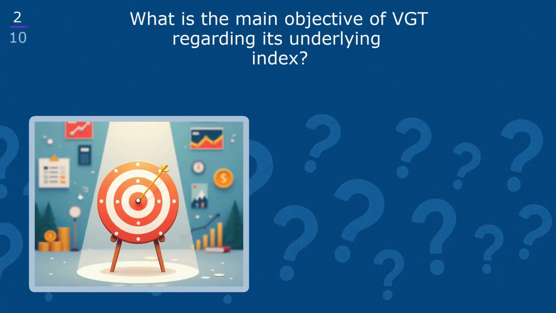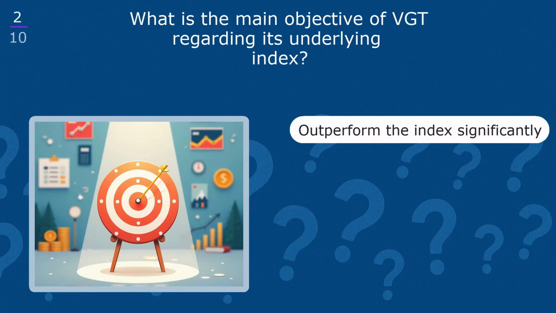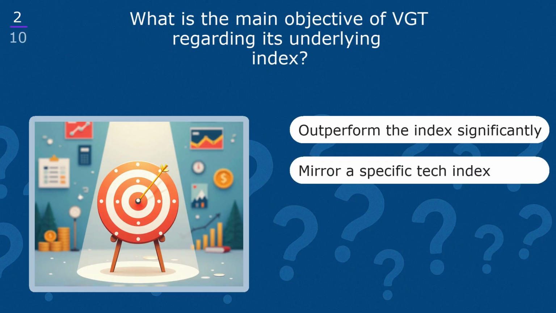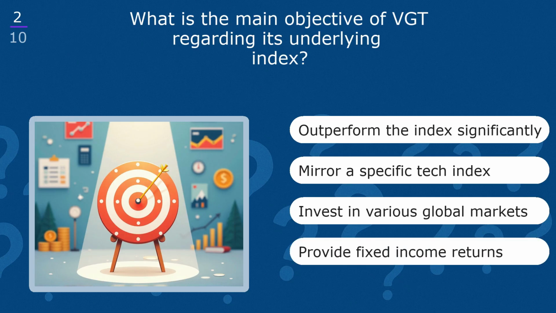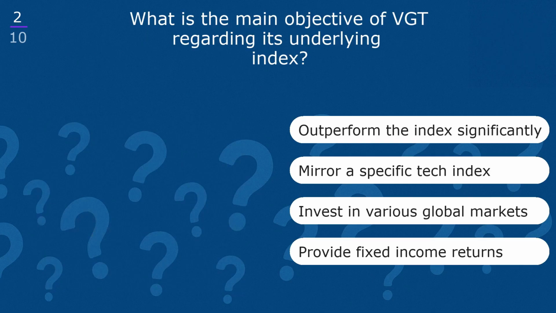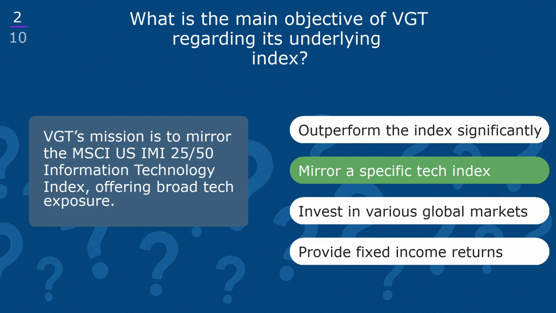What is the main objective of VGT regarding its underlying index? Outperform the index significantly. Mirror a specific tech index. Invest in various global markets. Provide fixed income returns. VGT's mission is to mirror the MSCI US IMI 2550 Information Technology Index, offering broad tech exposure.